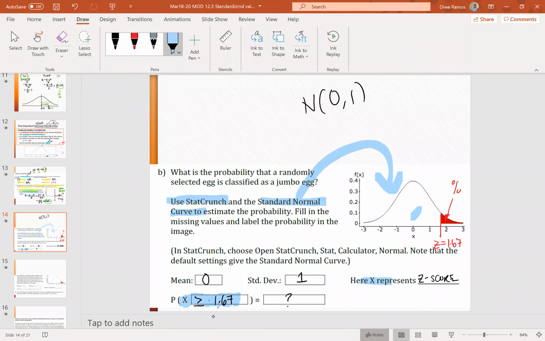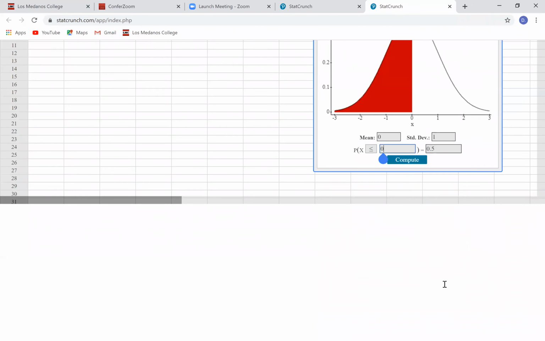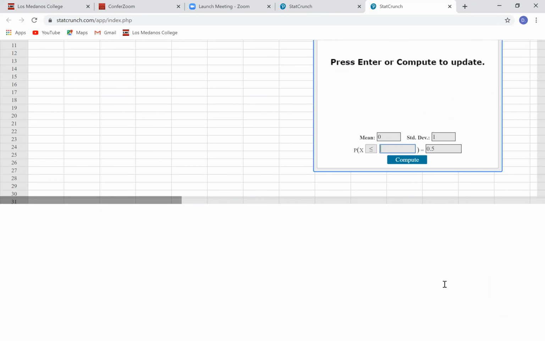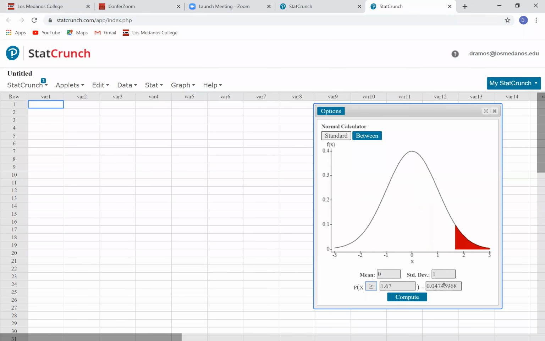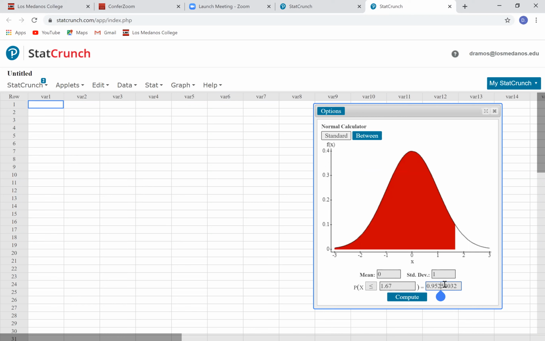Okay, that's the distance from the mean, the standard deviation, for it to be considered a jumbo egg. So what we'll need to do is put in here 1.67. Now, you have to make sure you switch this to a greater than so that it will shade the right side, because if you don't do that, it will shade the left side. So that's the less than. That's about 95%. You could see here, 95% of the values are lower. So 95% of the egg weights or eggs are not considered jumbo.